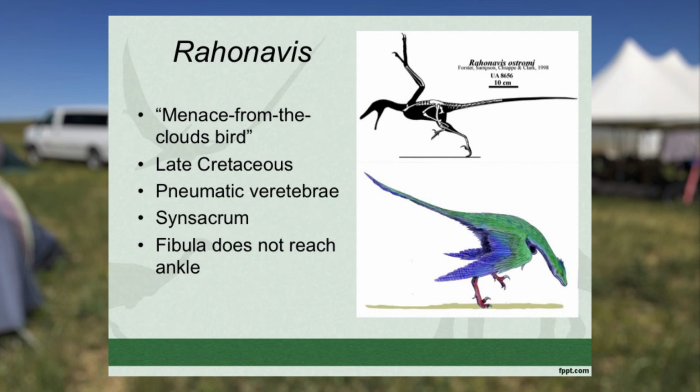Rhinovis, the menace from the clouds bird. Really cool. Late Cretaceous. Pneumatic vertebrae, so hollow. Now we're going to see a synsacrum. Okay, all right. That's similar to birds, right? Fibula does not reach ankle. So we look at the tibiotarsus and the tarsometatarsus in birds. If we go back, we're going to see lots of fusion of the bones in this area. Archaeopteryx didn't have that, but now we're going to start to see the fibula reduced and kind of being fused with the tibia. All right, moving on.